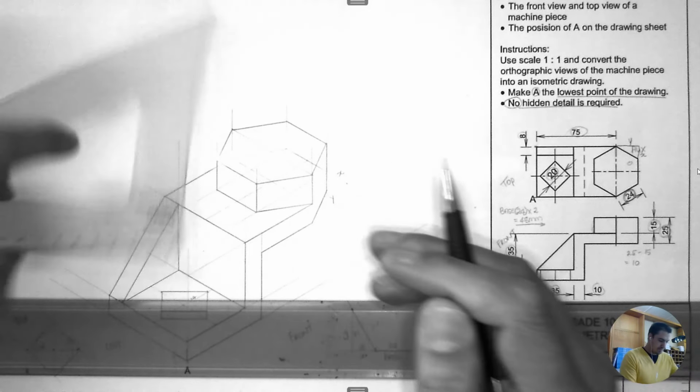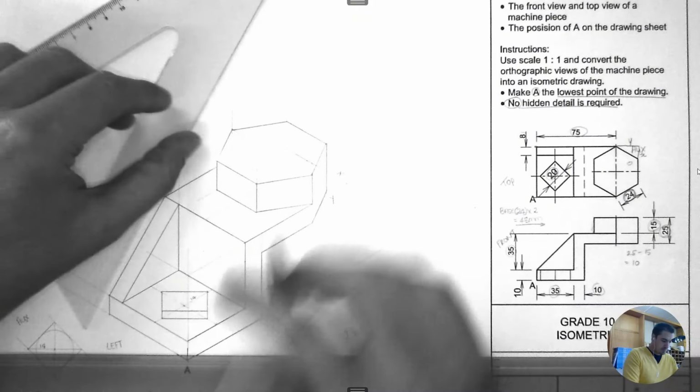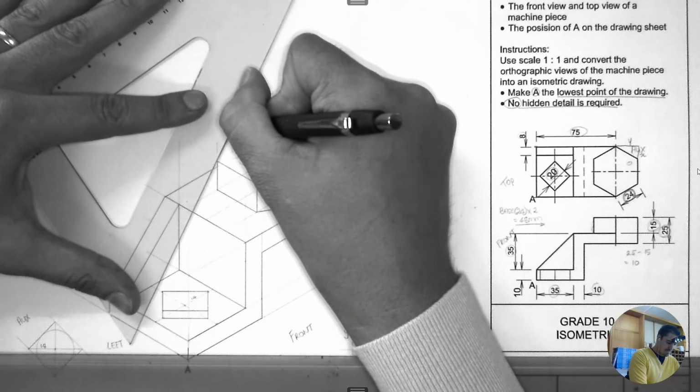Alright, and the last line here. There you have it. That would be your hexagon. You can see at the back there, no hidden detail is required, but there you go.